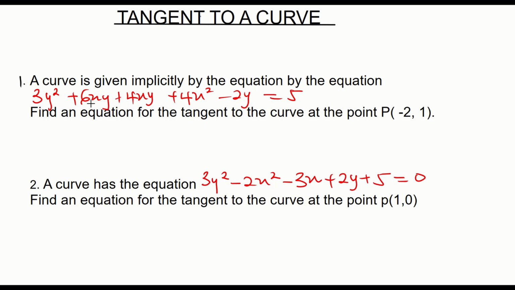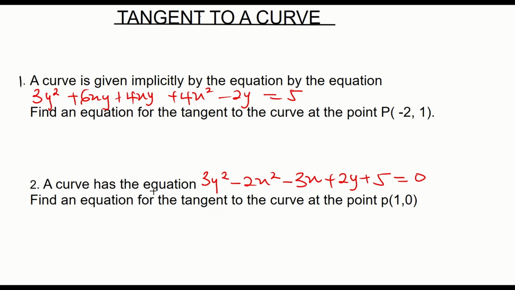So, the first question says that a curve is given implicitly by the equation 3y squared plus 6xy plus 4x squared minus 2y equals 5. Find an equation for the tangent to the curve at the point (-2, 1).